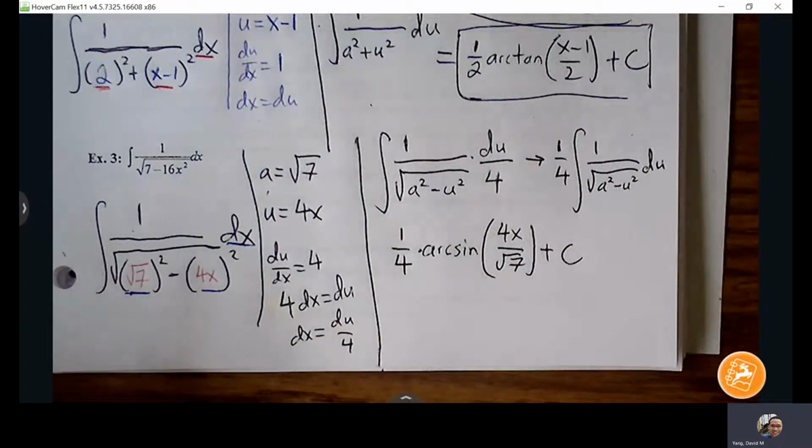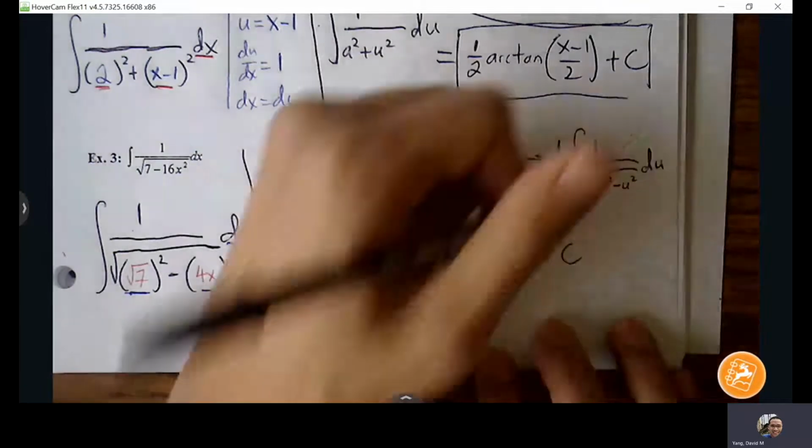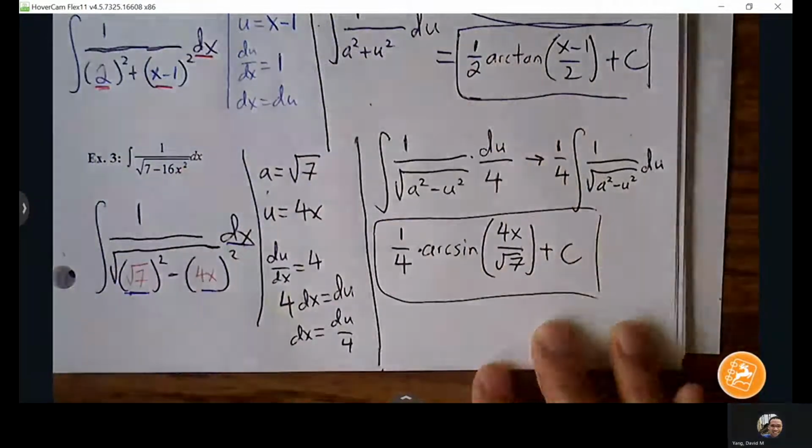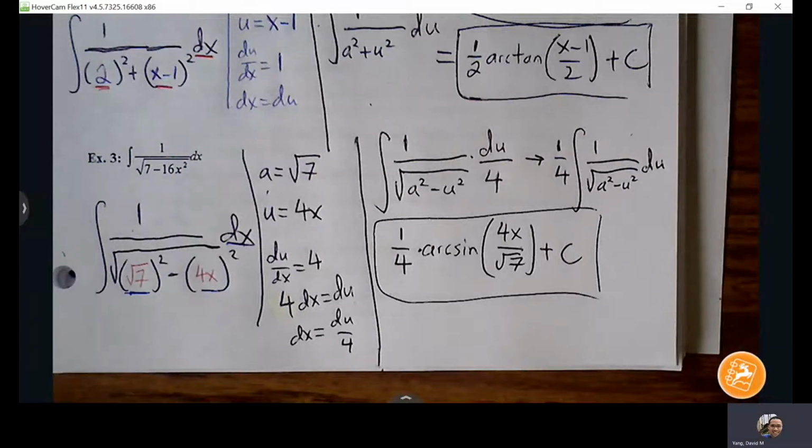Okay, guys, there's no need to rationalize the denominator. If you leave your radical in the denominator, that's perfectly fine. College Board accepts it as well, so that's sufficient. Okay, questions, first page.